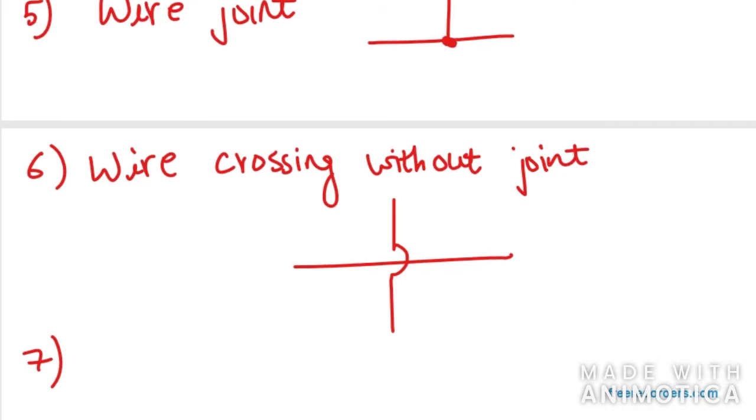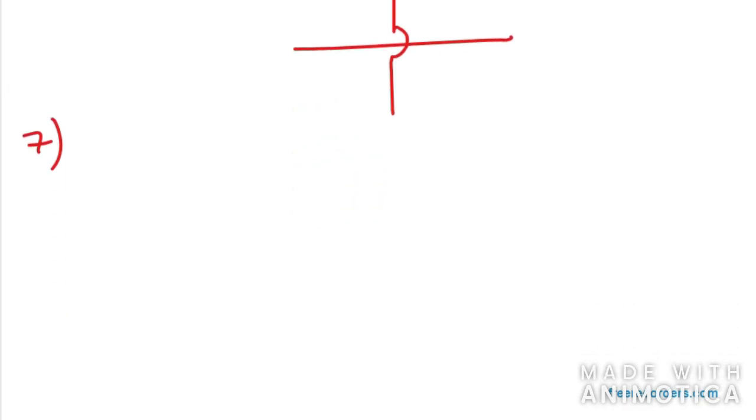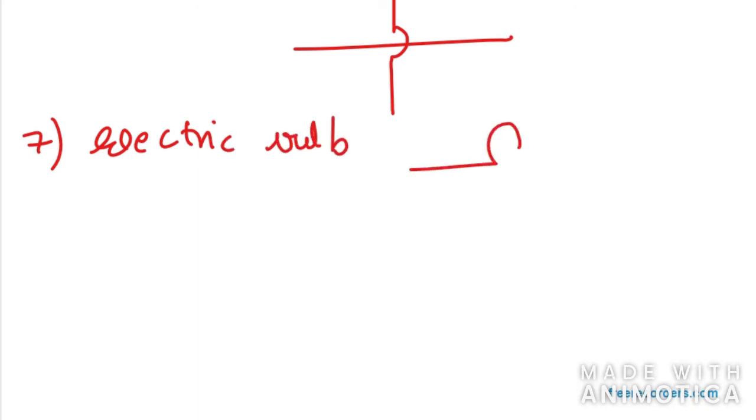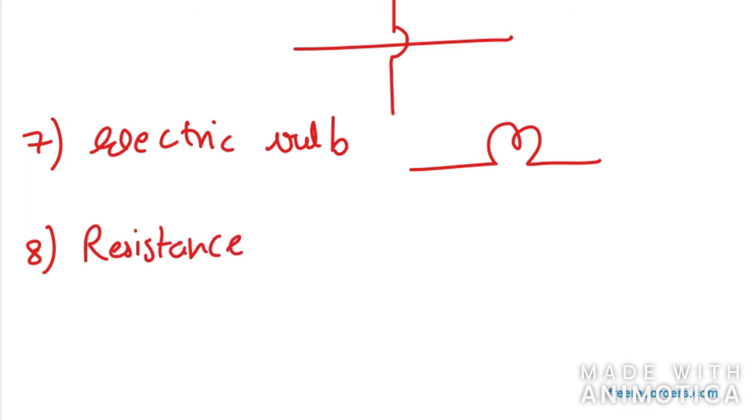Then the seventh one is the electric bulb. That is well known to all. So the electric bulb is like this. Then you need to draw a resistance. We would be talking about resistance in the next class. It is drawn like this.